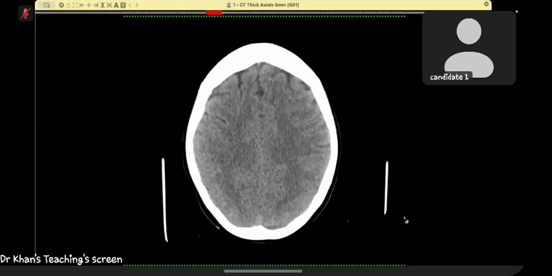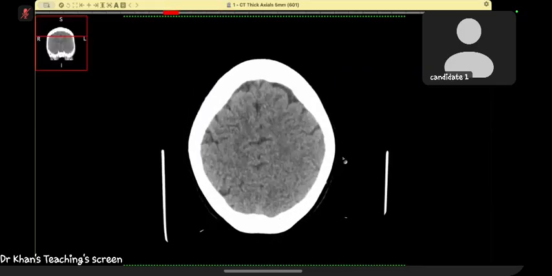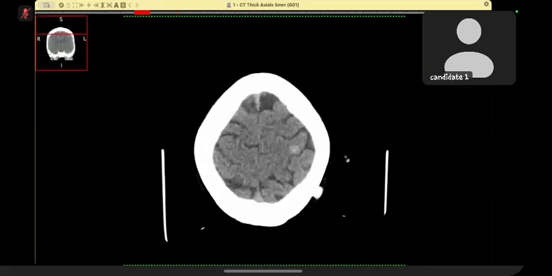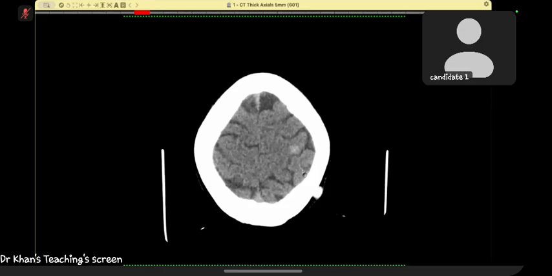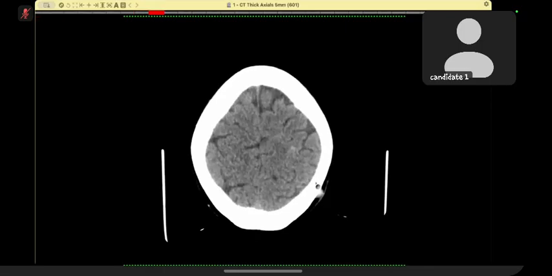So coming back to the area of concern, I also appreciate that there is a linear hyperdensity in the sulcal space in the left high frontal region. Could represent subarachnoid hemorrhage.